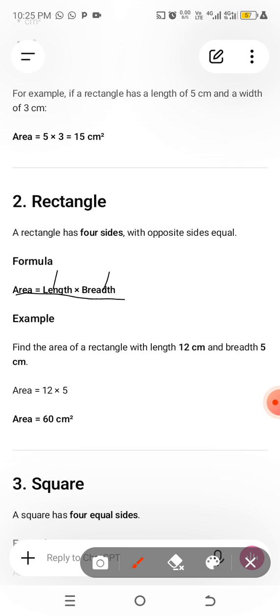So they will say find the area of a rectangle which has length 12 centimeter and breadth 5 centimeter.